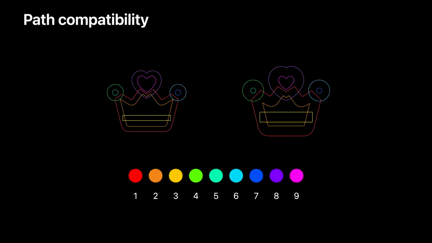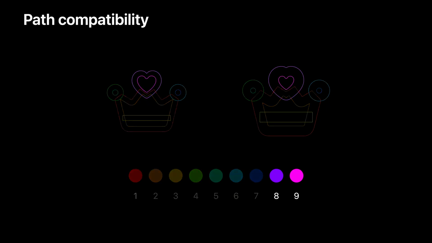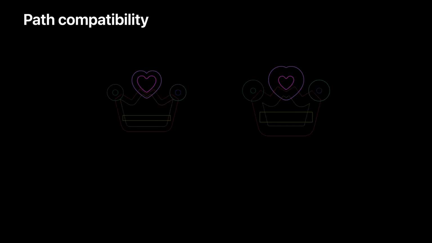Across design variants, all paths must have the same number and order, exactly as we discussed earlier with annotation requirements. I've colored the paths of the crown here to indicate their order. There are 9 paths, and they all match up. For example, the 2 paths for the heart are the 8th and 9th path in both design variants. So far, so good. Next, we'll check inside the corresponding paths across design variants.